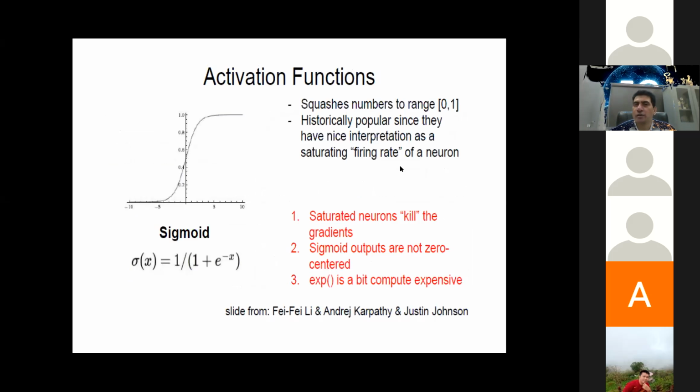There are pros and cons from the activation functions point of view. Sigmoid squashes the numbers from 0 to 1. Historically popular since they have a nice interpretation as firing rates, so it gives some kind of a better firing rate. Saturated neurons kill the gradient. Sigmoid outputs are not zero centered. Specifically, these are some of the mathematical parameters which give you the performance of a network. And exponential is a bit computationally expensive.